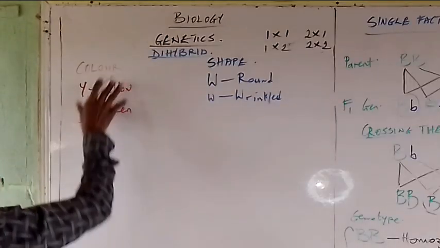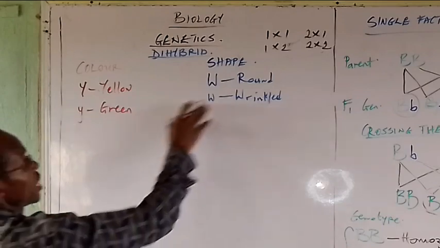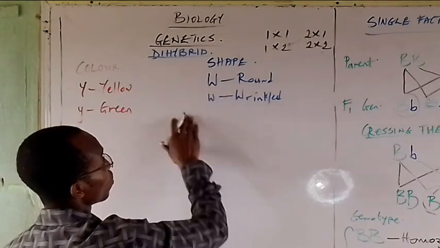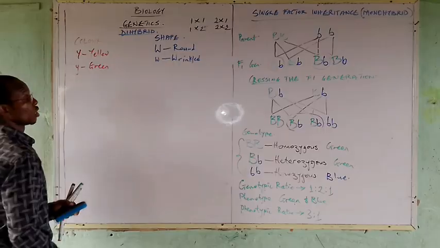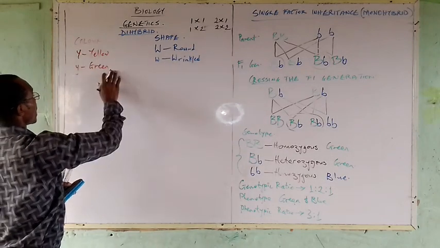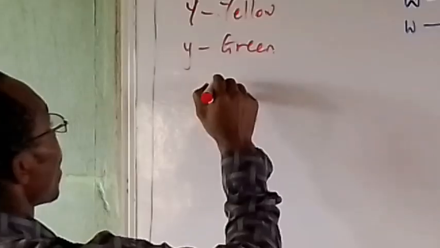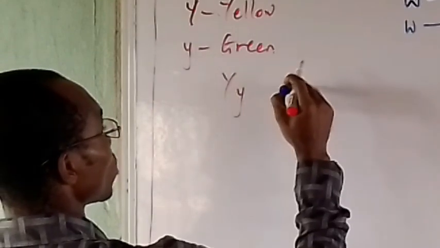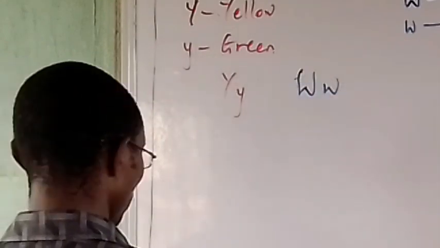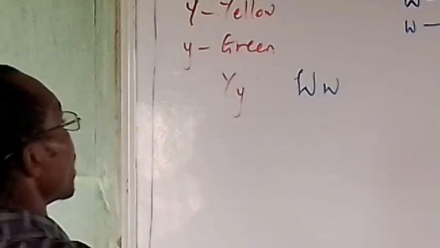So this is what we'll be using for color. We are using Y, the capital Y is yellow, the small y is green. And then the shape, we are using capital W and small w. Capital W is round and small w is wrinkled. So we are going to bring out all of these letters to use them for our cross. Now we have capital Y, small y reacting with capital W, small w. So when we cross, this is the possibility that we will be having.